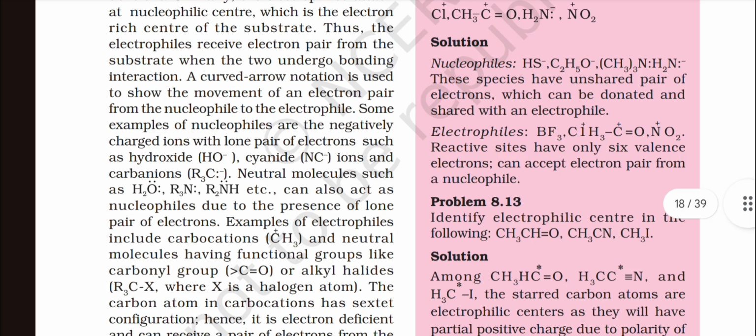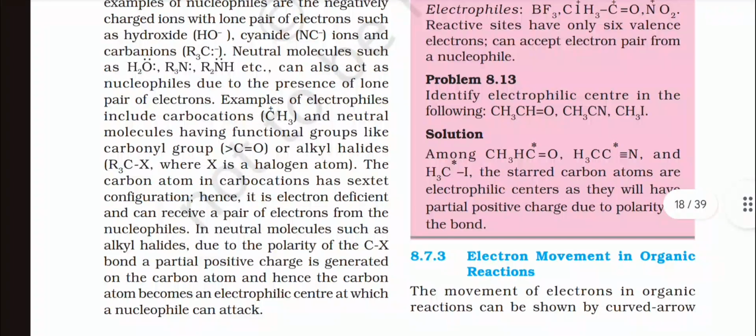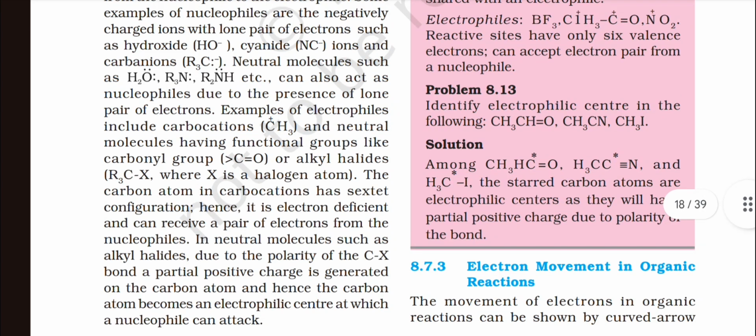Some examples of nucleophiles are negatively charged ions with a lone pair of electrons, such as hydroxide, cyanide ions, and carbanions. Neutral molecules such as H2O, R3N, R2NH, etc. can also act as nucleophiles due to the presence of a lone pair of electrons. Examples of electrophiles include cations and neutral molecules having functional groups like the carbonyl group or alkyl halides.